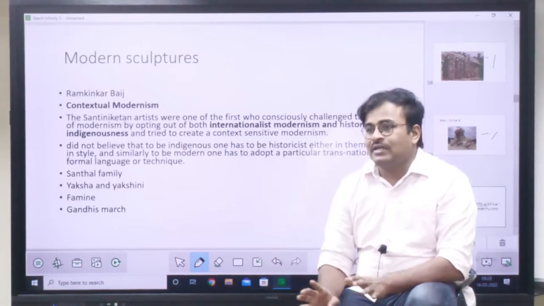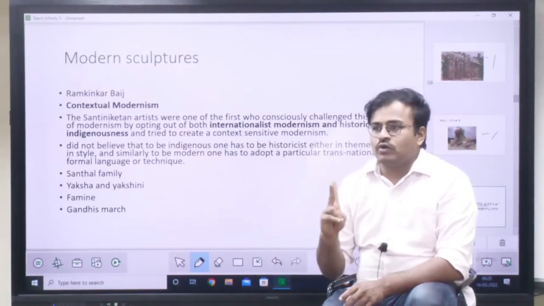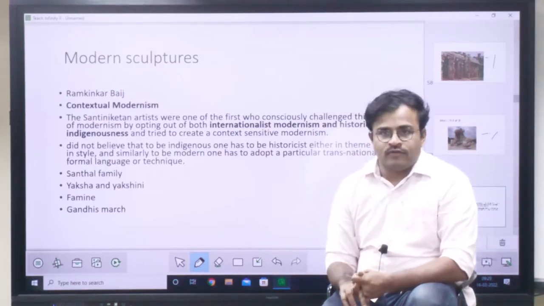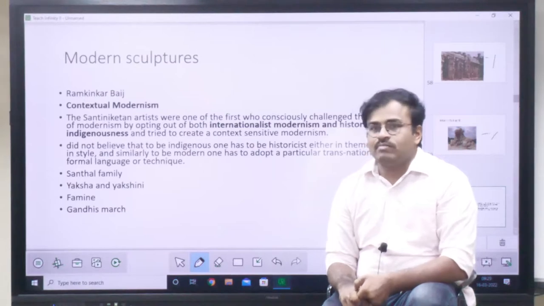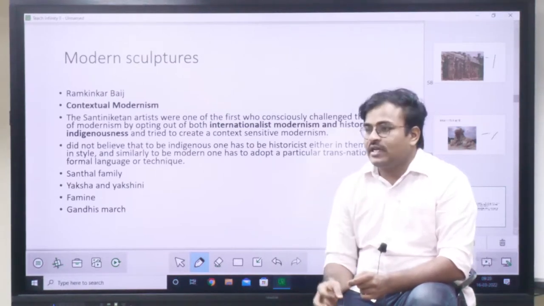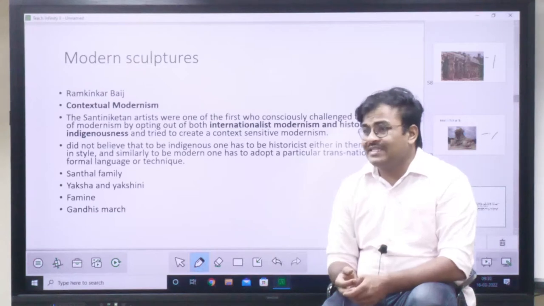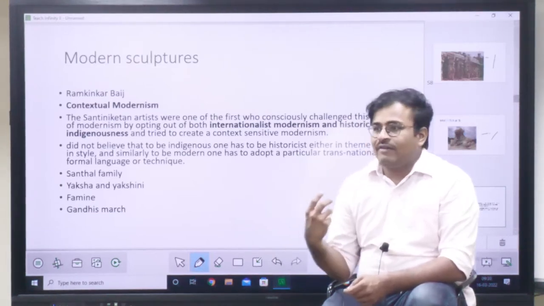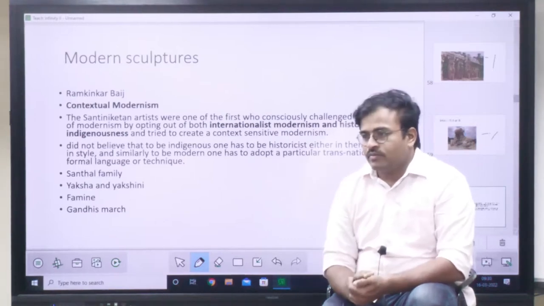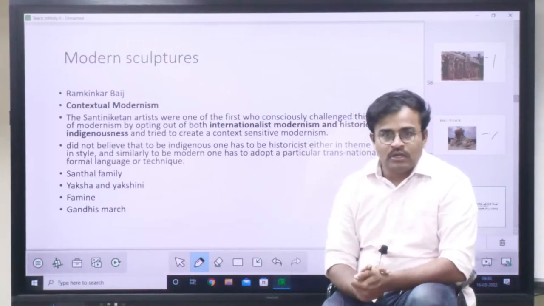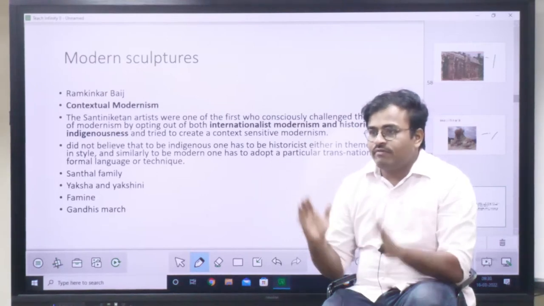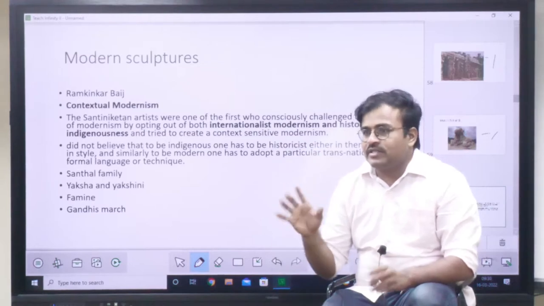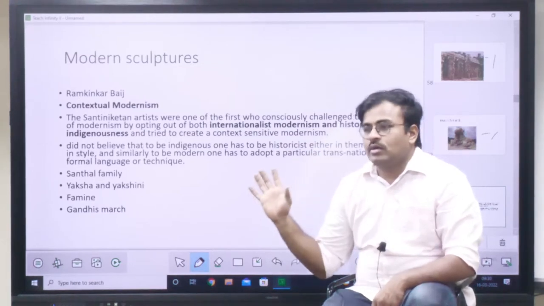And he is important for us basically because he has carved two images. One is of Yaksha and the second is of Yakshi. So I told you, if you remember, Yakshas and Yakshis are symbols of fertility. They are symbols of prosperity. So that is the reason why these Yaksha and Yakshi images which he has carved have been put in front of the building of RBI. If you visit the RBI building in Delhi, the Reserve Bank of India, there we will find two images, one is Yakshi and the second one is Yaksha. And these images were carved by this person called Ramkinkar Baij.